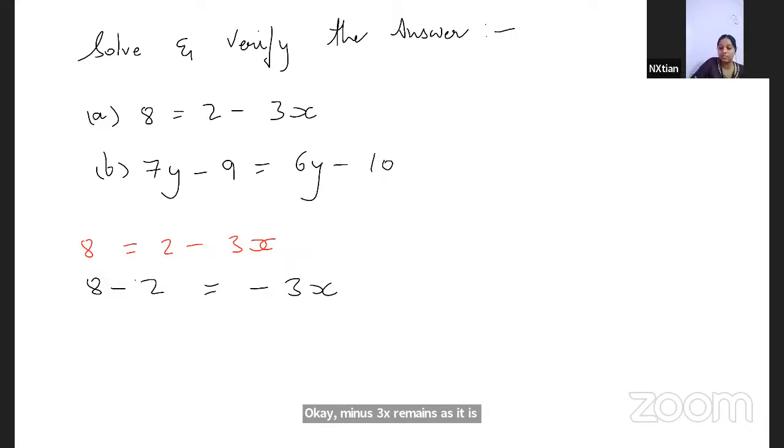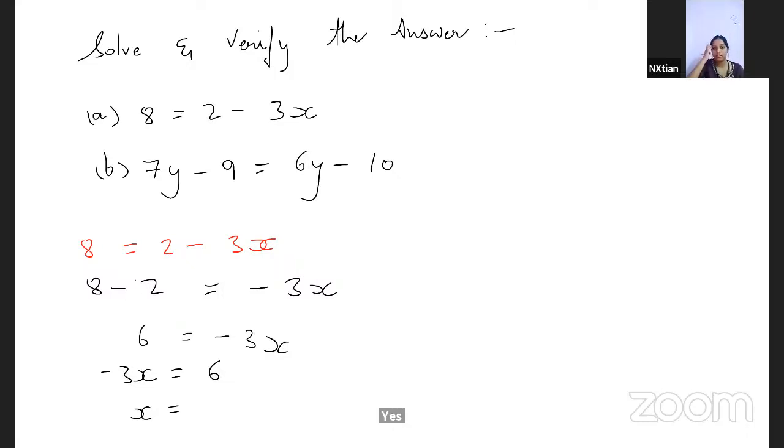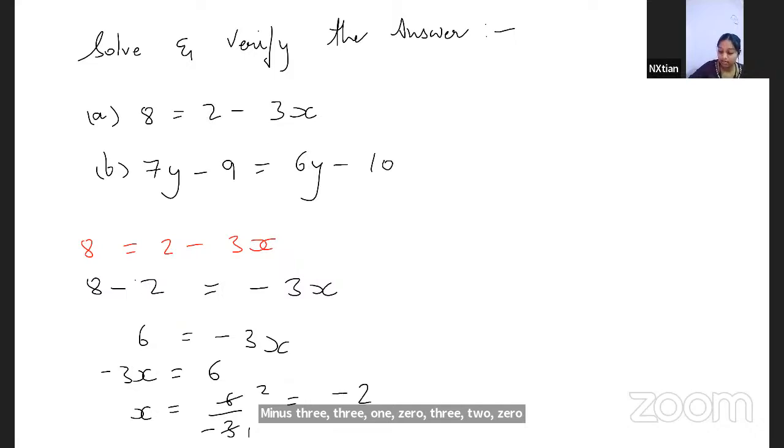So now 8 minus 2 is how much? 6. 6 equals to minus 3x. Okay, or you can write it like this, minus 3x equals to 6. Okay, now find the value of x. Yes, ma'am, I have got x as minus 2. Minus 2 we'll get, okay, because it is minus 3x. So 6 divided by minus 3, 3 twos are 6. x equals to minus 2. Okay, x will be equal to minus 2.